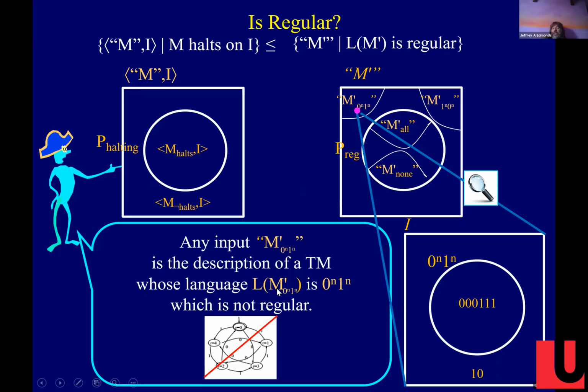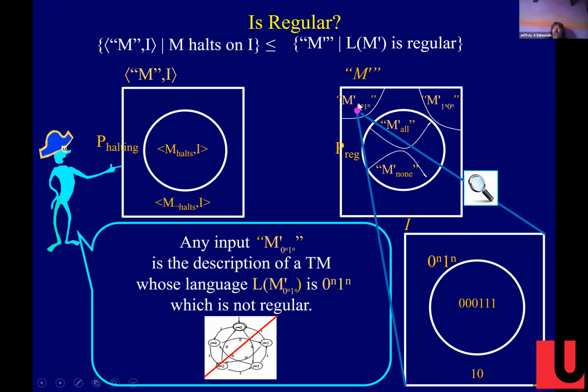Is that regular? No. That's what we're saying. The language of this machine is 0^n 1^n, which is not regular. And that's why, what would the oracle say for this machine? The oracle would say no for this machine. Does that make sense? Is it no because it's not regular? Because it's not regular, right?